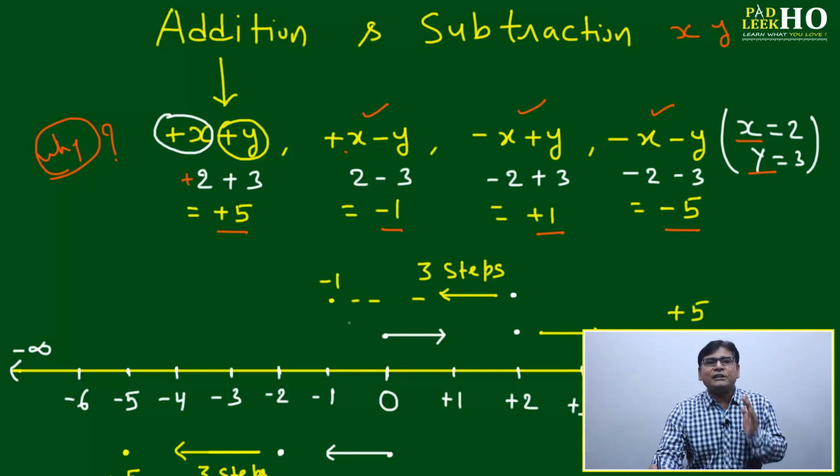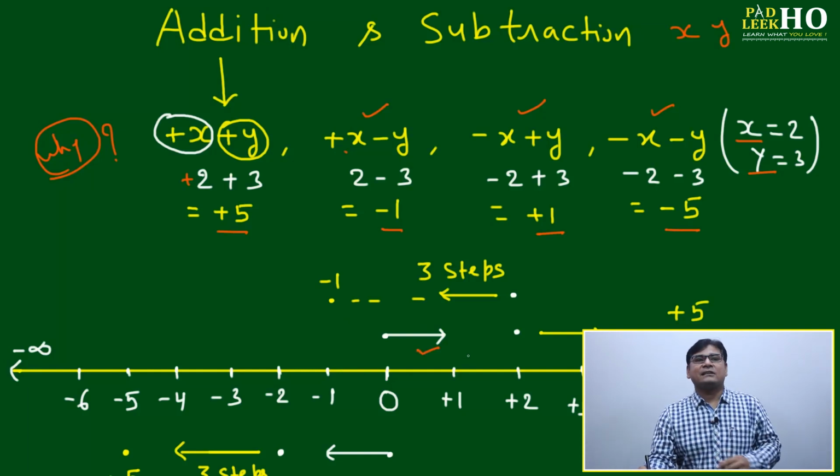Then what does it show? If it is plus, it will be in the right direction, meaning the right-hand direction, rightward, toward plus infinity. Now take the second number, once you are taking the second number.